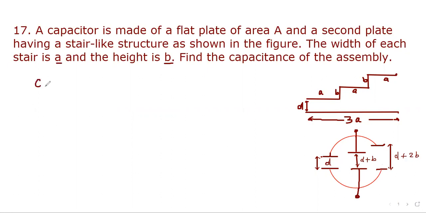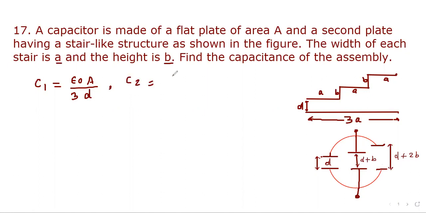So let's evaluate them separately. C1 equal to epsilon naught. Here the plate area will be divided in 3 parts equally. So epsilon naught A by 3, so I'm writing 3 here, times D.